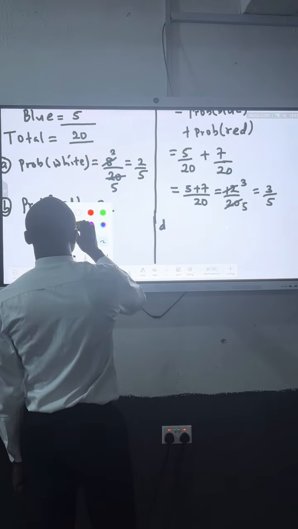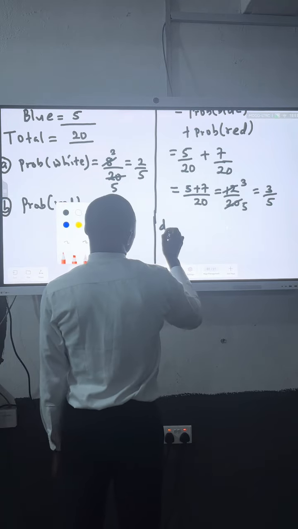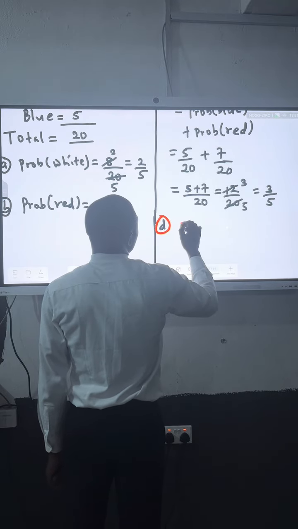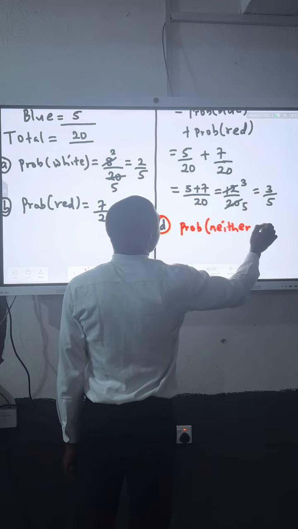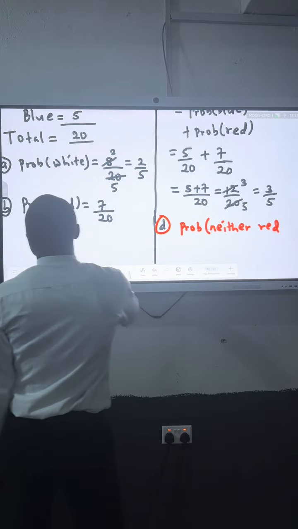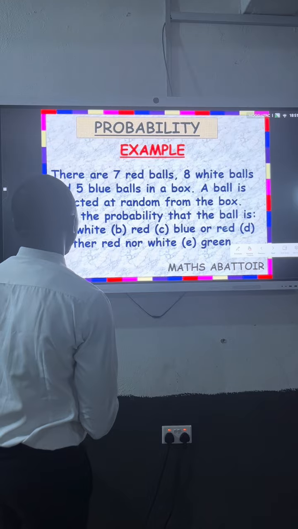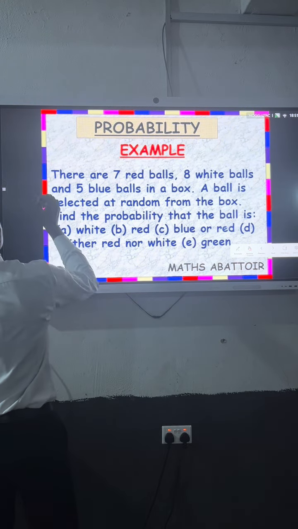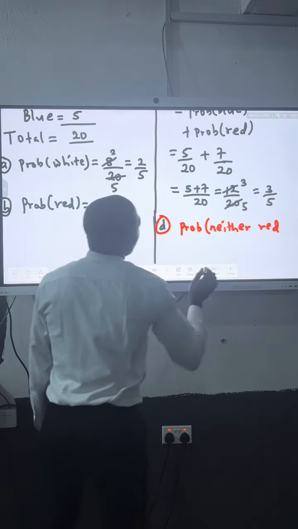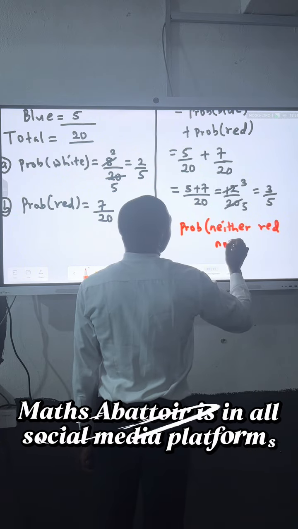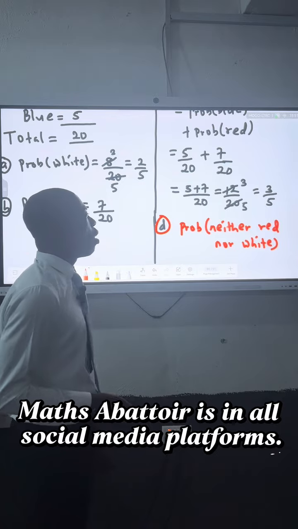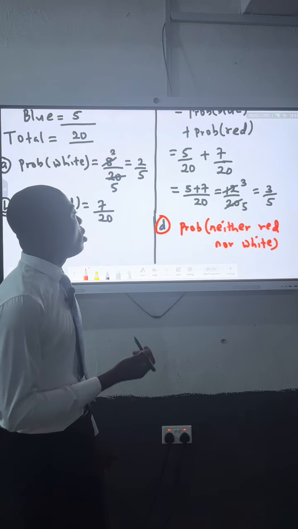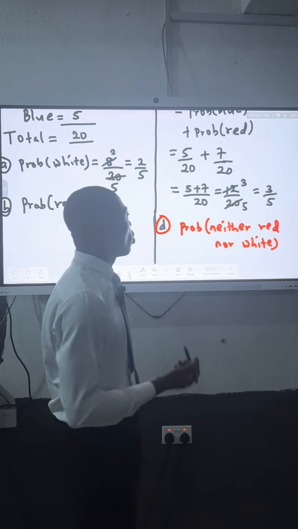Please let me change the color of my pen. All right, the D part of the question says: probability neither red nor white. Let me be sure of what I'm writing. Neither goes with the word nor.